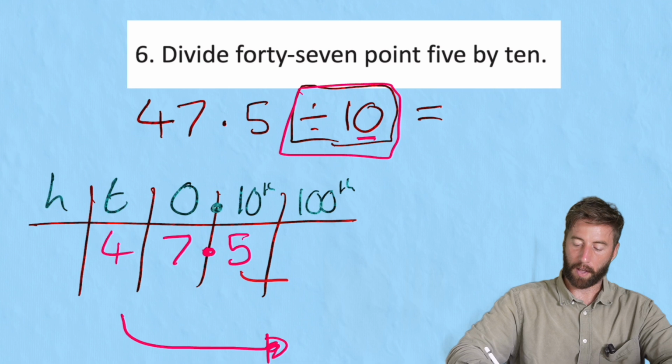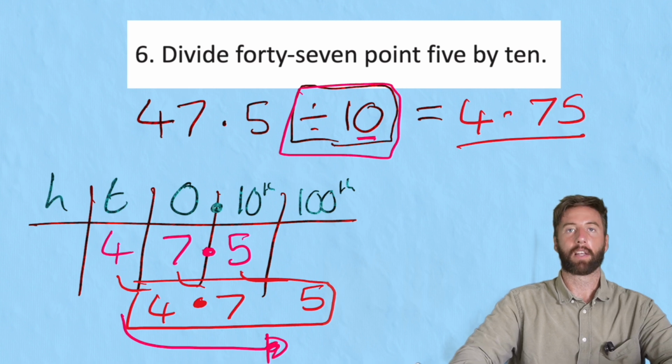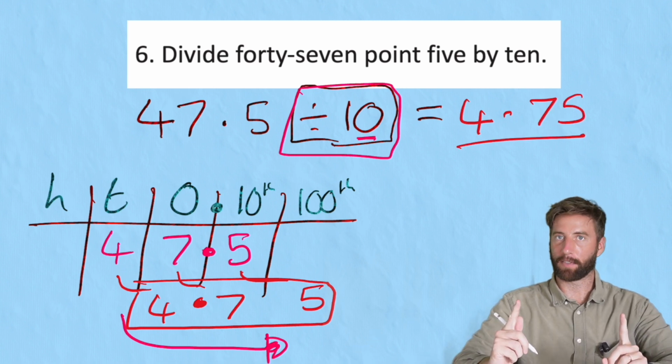Let's go then. So 5 comes into the hundredths column, 7 into the tenths column, put back the decimal in the right place, and then 4 into the ones column. So my answer is 4.75. Easy when you use the place value chart.